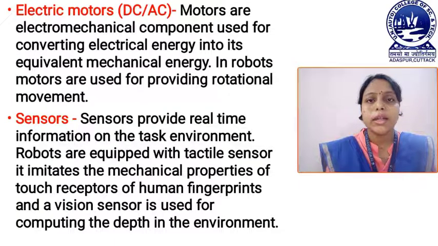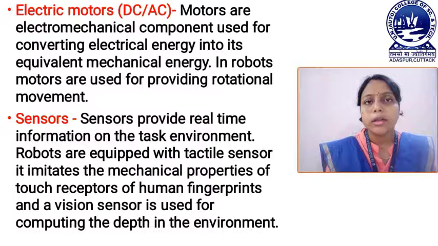Next one is the electric motors, that may be DC motor or AC motor. Here motors are electromechanical components used for converting electrical energy into its equivalent mechanical energy. In robots, motors are used for providing rotational movement.